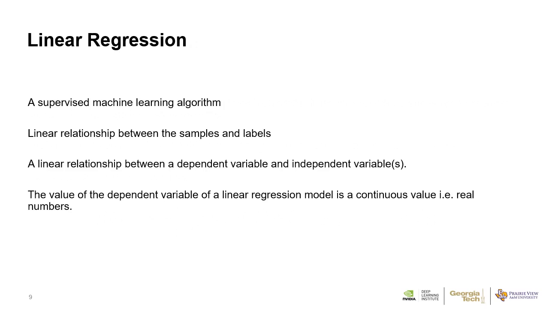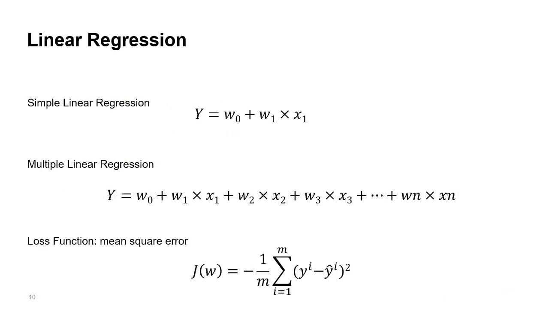For linear regression, its output is a continuous value, which is the main difference from linear classification. Compared to linear classification, we will employ mean square error as the loss function to learn the parameters w.